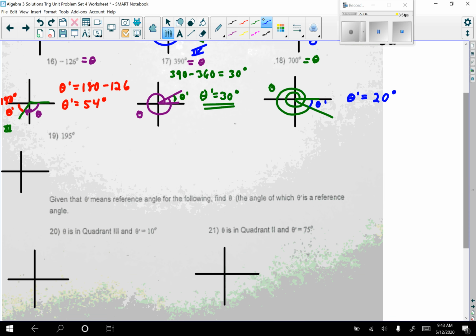All right, and back to a positive angle measure here for number 19, 195 degrees. So we're just 15 degrees past 180, and that's a good way to reference it. So I know I'm basing this off of 180 degrees. I'm just going to be 15 degrees past it. So here is theta, which means this little bit right here, which is the 15 degrees. That's theta prime. So theta prime in this case would be the 195 minus 180, which will give me 15 degrees.